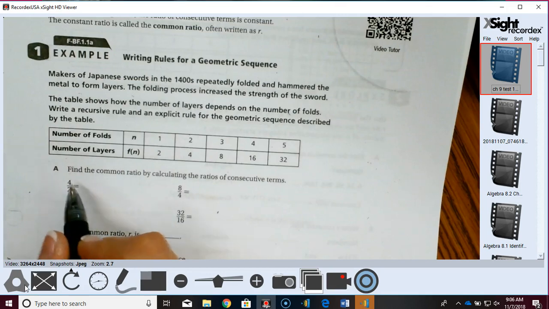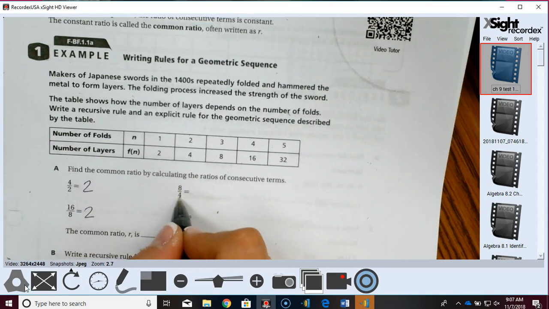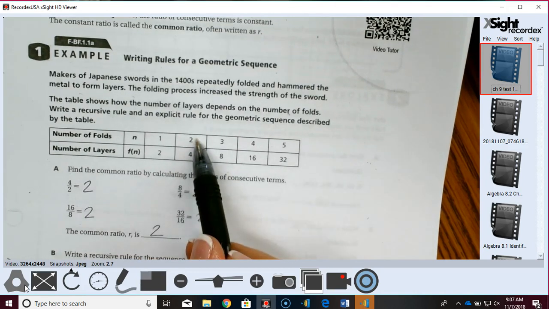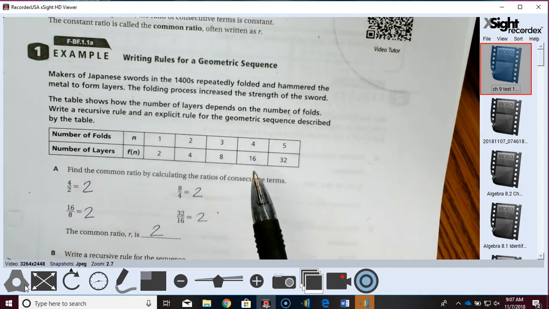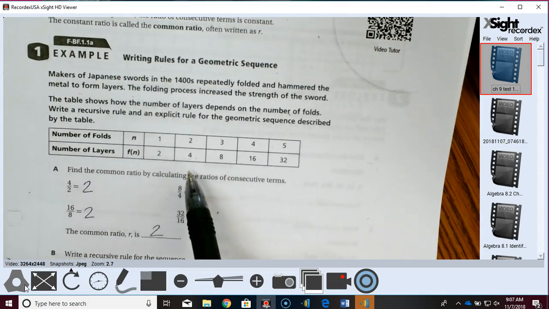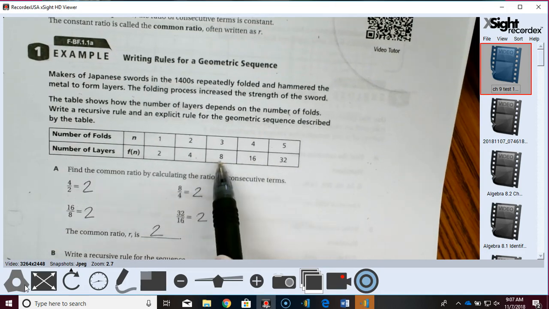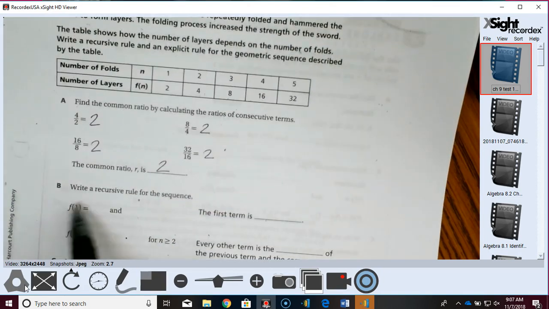Okay, so 4 over 2 is going to reduce to what? To 2, right? 16 over 8 is 2. 8 over 4 is 2. And 32 over 16 is 2. So your common ratio r is 2. So all they're doing here is the ratio of consecutive terms: 32 over 16, 16 over 8, 8 over 4, 4 over 2, right? That's what they're doing.